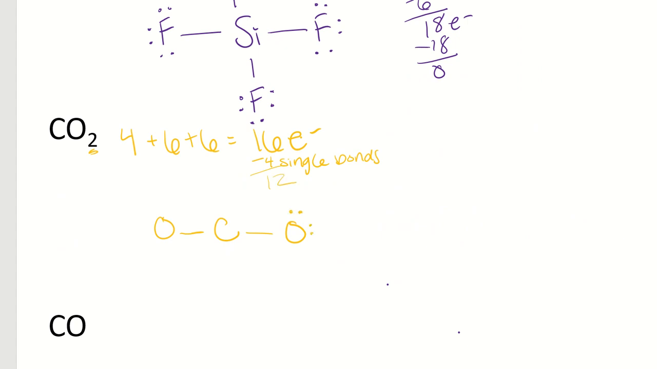1, 2, 3, 4, 5, 6. And now my oxygen is stable because it has 2, 4, 6, 8 electrons. Then I've got 2, 1, 2, 3, 4, 5, 6. And then that one is stable as well. So I used all 12 of those electrons, and there are none left over.